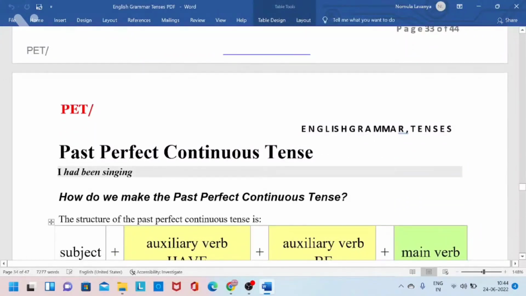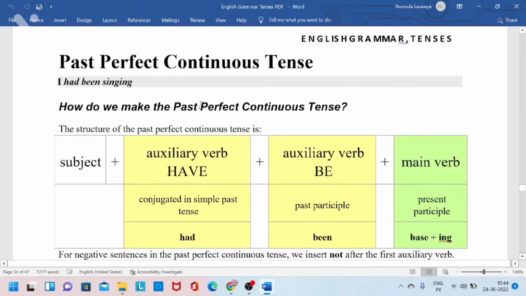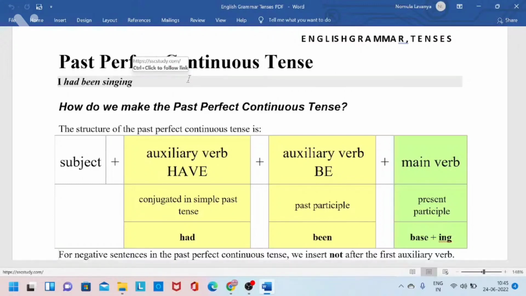And now the past perfect continuous tense. So quickly let's finish the continuous tense today. So let's go into the simple sentence. I had been singing. It seems like it's happening. How do we make the past perfect continuous tense? We have a quick equation: subject plus auxiliary verb.